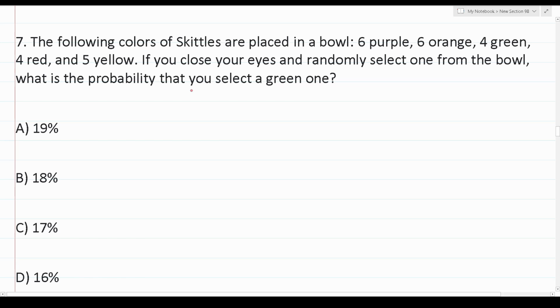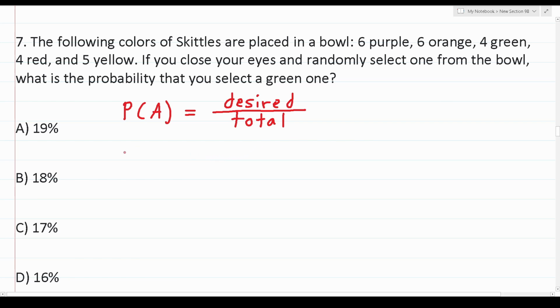All right, number 7 says the following colors of Skittles are placed in a bowl. We have 6 purple, 6 orange, 4 green, 4 red, and 5 yellow. If you close your eyes and randomly select one from the bowl, what is the probability that you select a green one? So for the ASVAB, you do have to know basic probability. And the most basic thing about probability is this. The probability of event A occurring is the desired outcome occurring over the total possible number of outcomes.